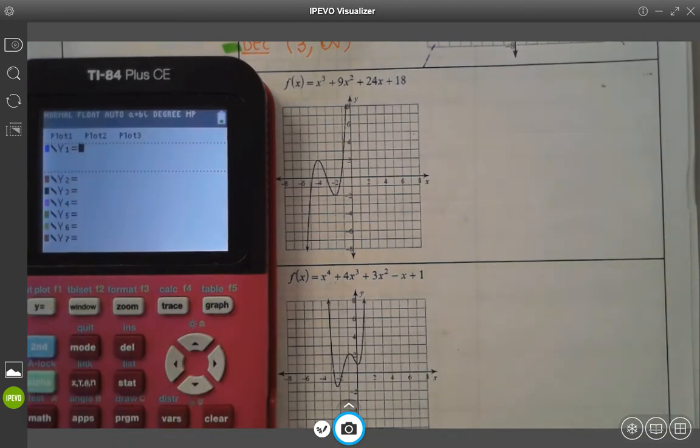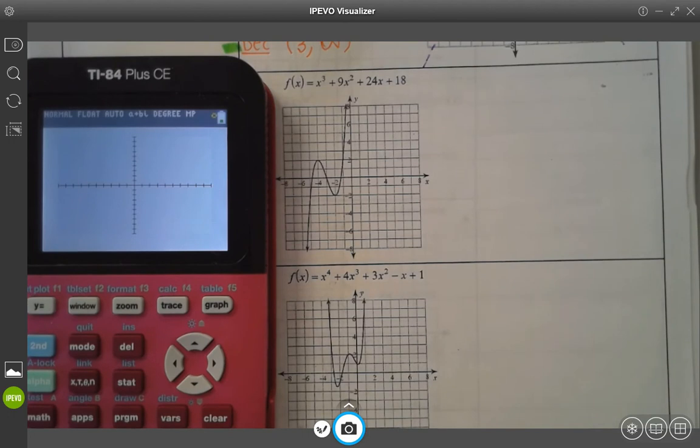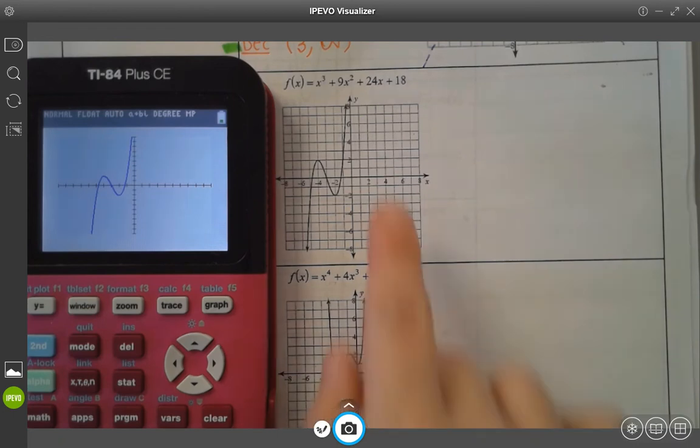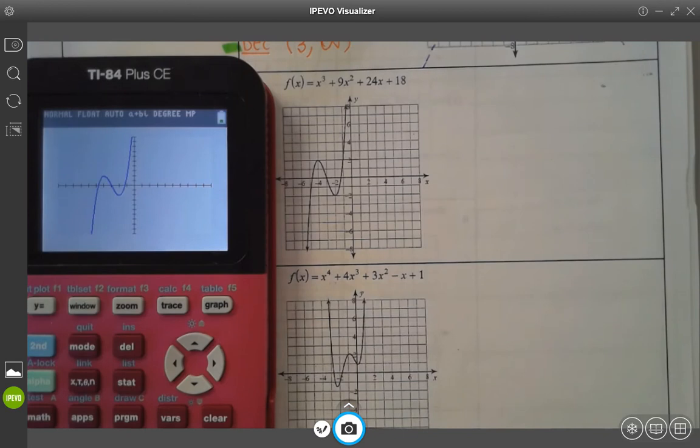If we go to y equals, we'll type in x cubed plus 9x squared plus 24x plus 18. And then hit graph. Make sure it matches your picture. And then how do we actually go about finding these 2 points? What button do I hit? Trace.